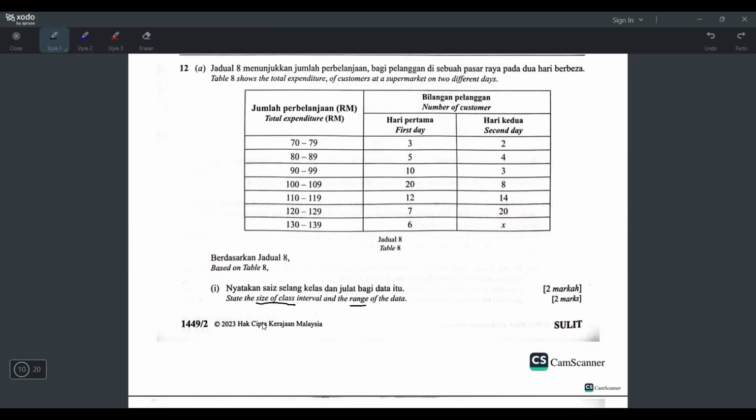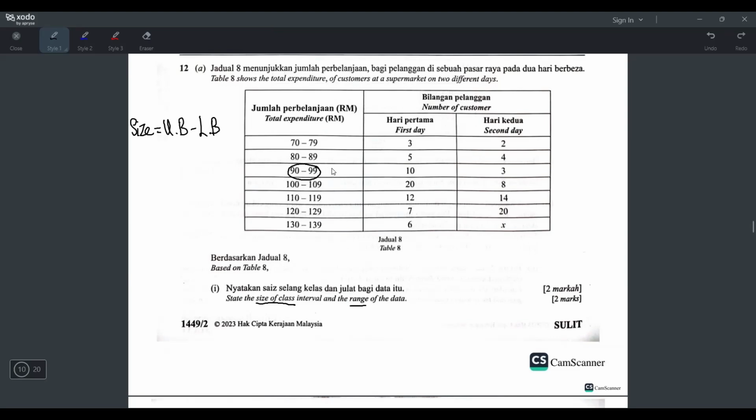So, to calculate the size of class, the best way to do it is to use the formula. There is a formula to calculate size of class. You take the upper boundary minus the lower boundary. Dalam bahasa Melayu, sempadan atas tolak sempadan bawah. And you can choose any class here, by the way, because all these classes have the same size. So let's say I just choose this one. So how to determine the size of this class?